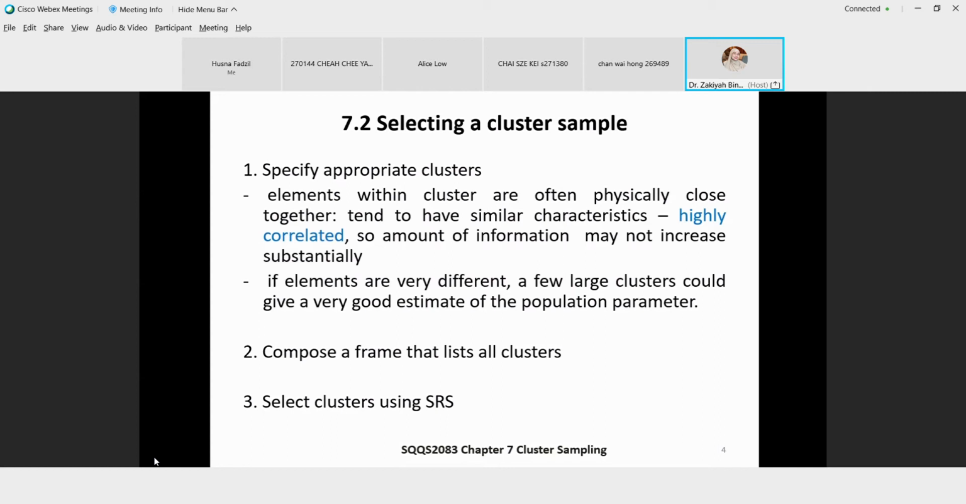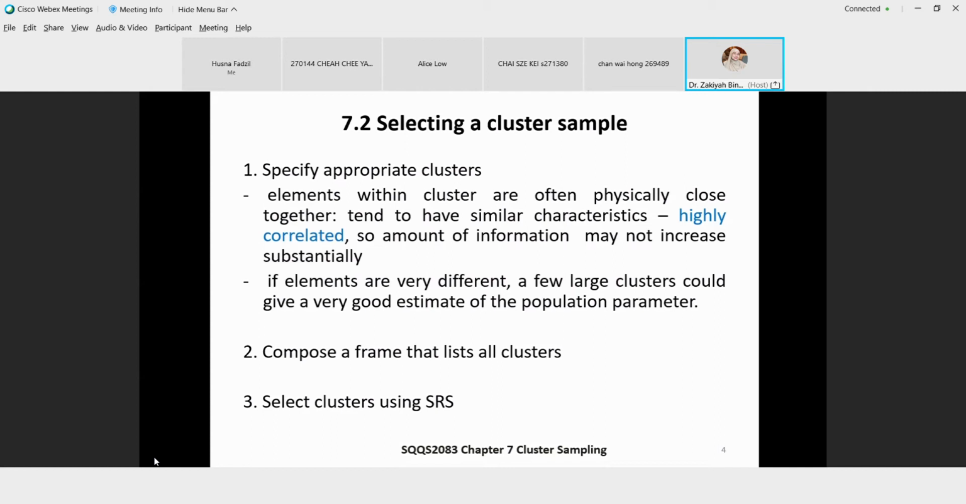So meaning what? They tend, not always, but they have the tendency or are more likely to have similar characteristics. So in other words, they'll be highly correlated. So the amount of information may not increase substantially in that sense. Now, if the elements are very different, then you can sample a few large clusters in order to get a very good estimate of the population parameter.